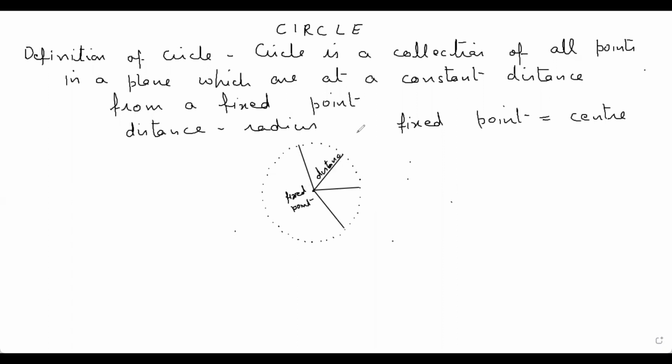Now, circle is a collection of all points in a plane which are at a constant distance. This distance, this distance, this distance, this distance is same from a fixed point. This constant distance is called radius and this fixed point is called the center. Now this is the collection of all points. If I join these points, this becomes a circle, and this constant distance is called radius and this fixed point is called center.